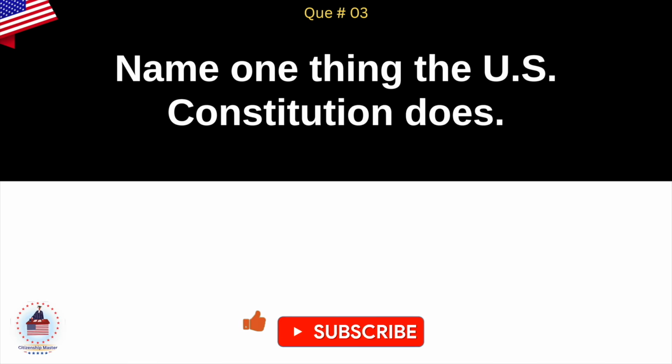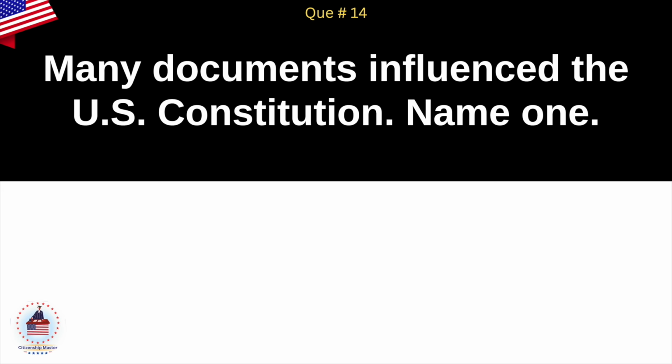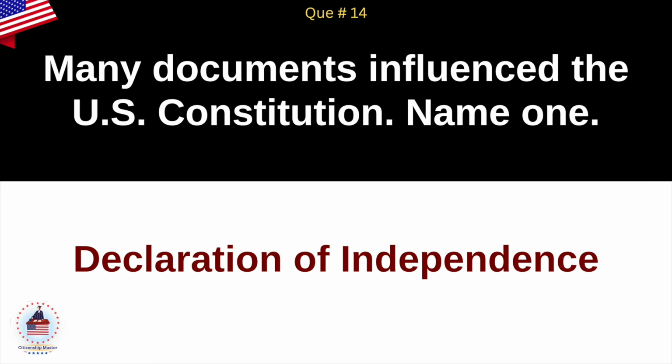Name one thing the U.S. Constitution does. Forms the government. Many documents influenced the U.S. Constitution. Name one. Declaration of Independence.